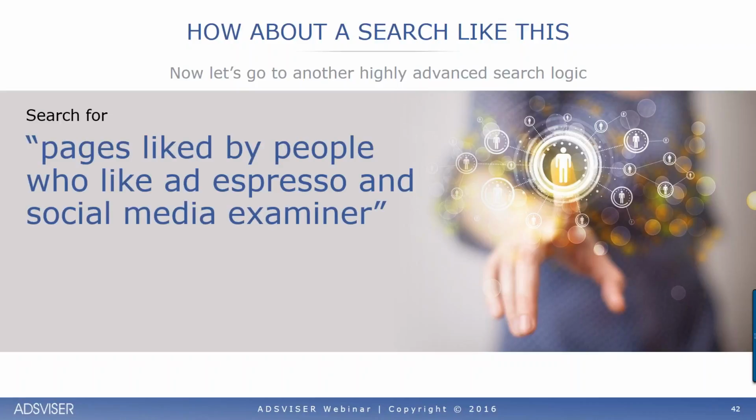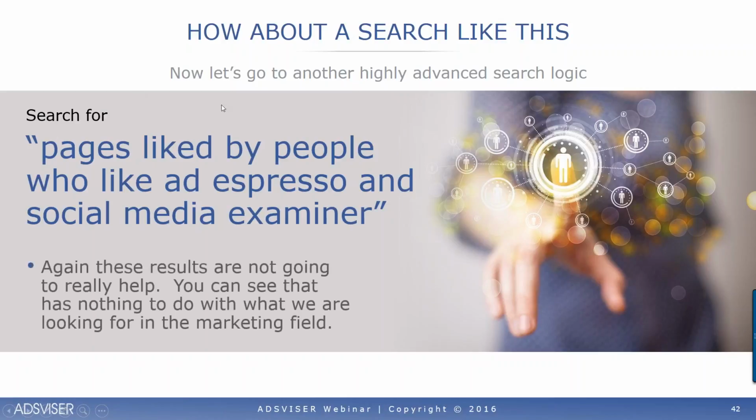What we're trying to do now is really hone in on our search and our interests. I don't want to use complicated words, but we're trying to cross-pollinate people who like Adspresso and people who like Social Media Examiner. Again, the results are very, very generic and they are not going to help us at all. This, for example, does not help us. It depends on the search that you try, but graph search is basically useless for the 1% of marketers, okay?